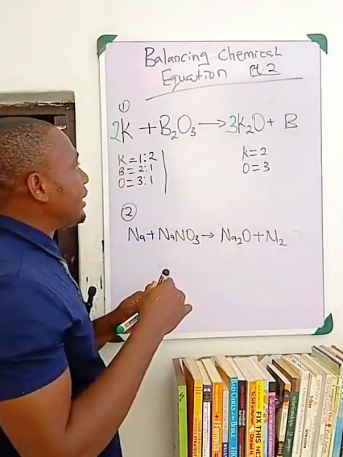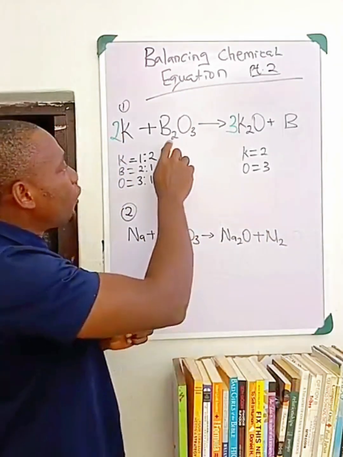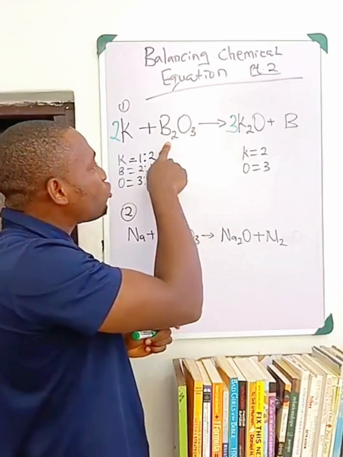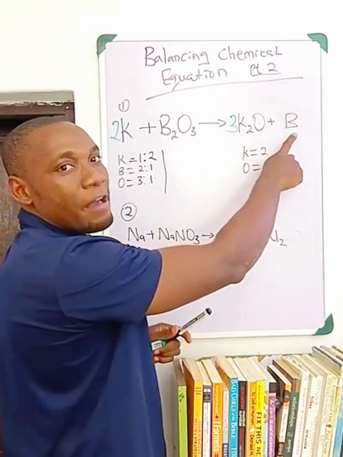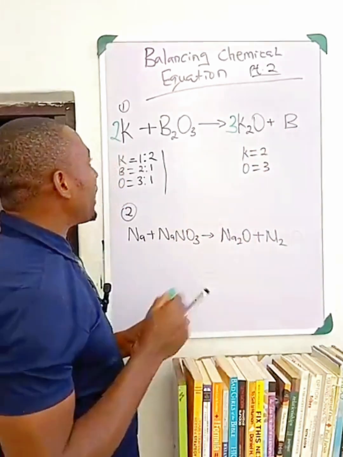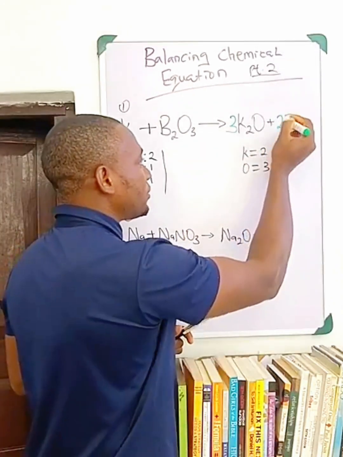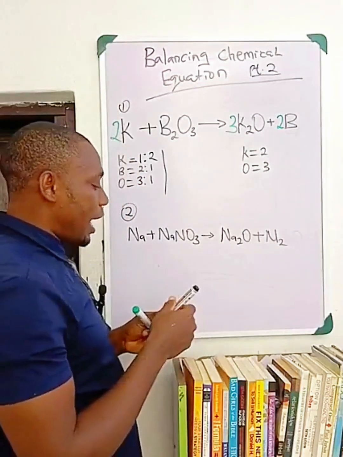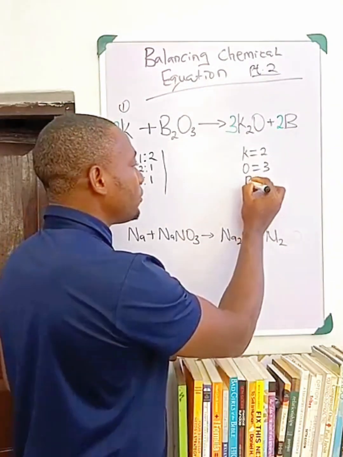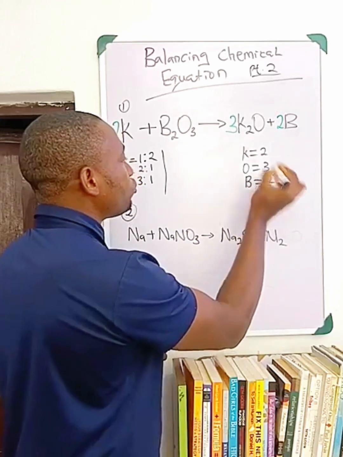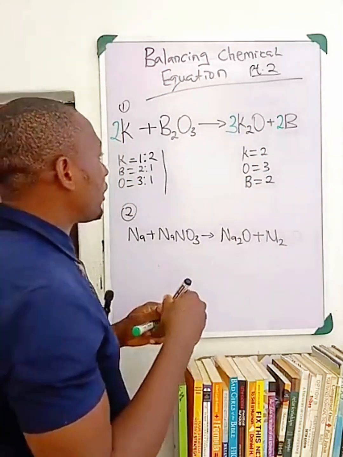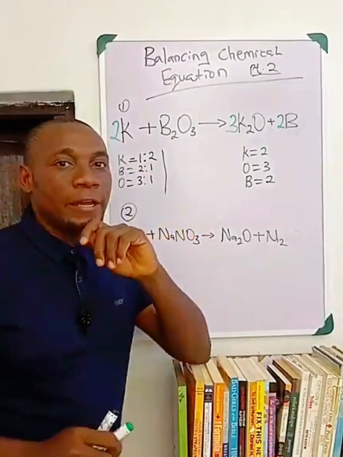So oxygen is now 3. The next is boron. How many boron do we have here? We have 2 boron. How many boron do we have here? 1. So we now introduce 2 as a coefficient. Boron is now 2.